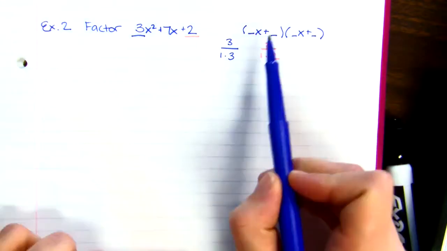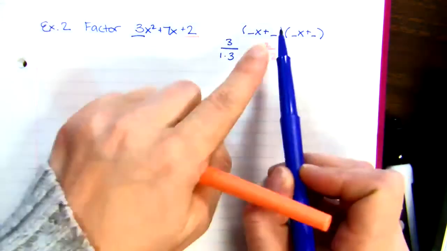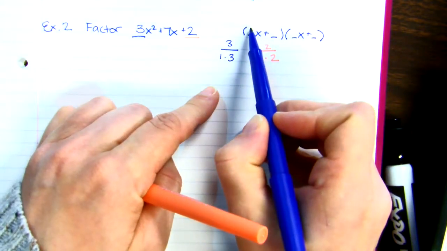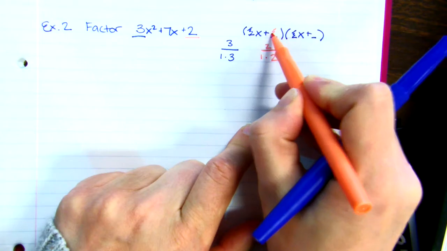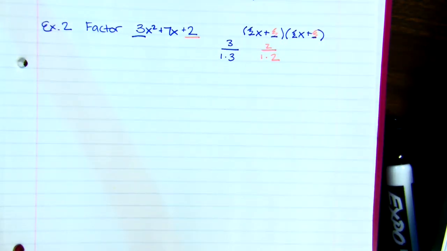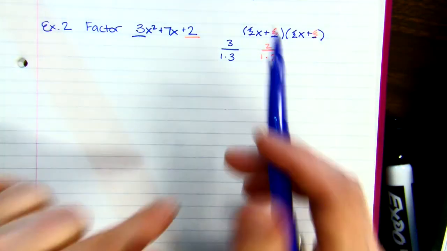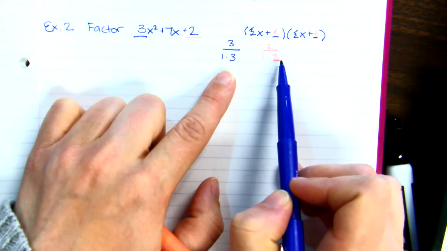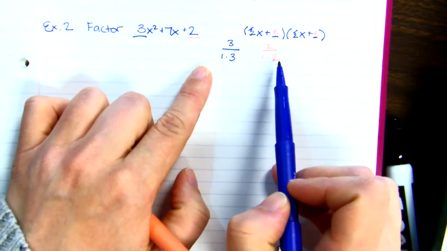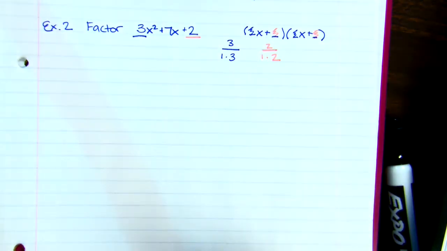What I have to do is I need to fill these in using these factors in this spot and these factors in this spot. But the problem is I don't necessarily know how they pair up. I don't know if it's 1x plus 1 times 3x plus 2, or if it's 1x plus 2 times 3x plus 1. And the only way that I can figure it out is to actually do the math and multiply everything out. So it's not necessarily challenging, it just takes a lot of time.